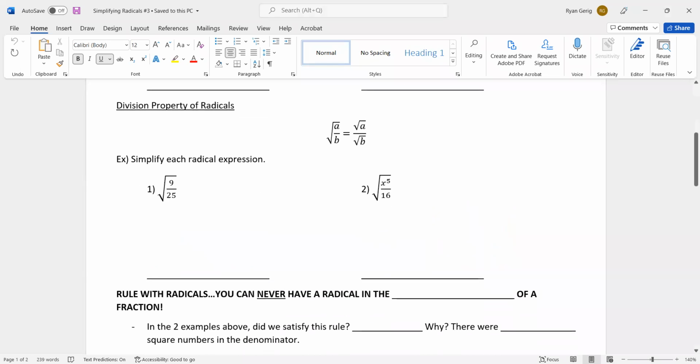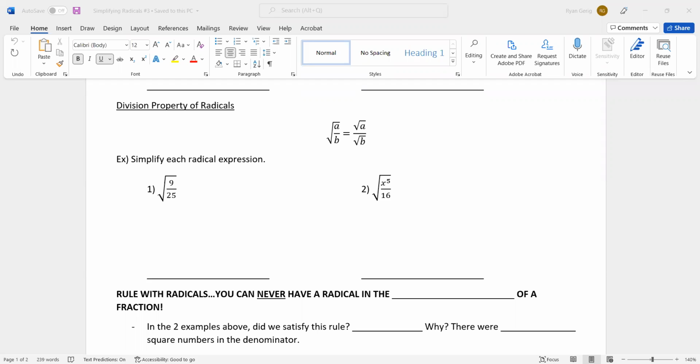Lesson 3, fractions are division. And there is a division property of radicals. It's very similar to the property that I showed you in lesson 1. If I have a fraction, square root of a over b, I can split that into 2 separate radicals, square root of a over square root of b. Okay, and the reverse is also true. So how does that help?